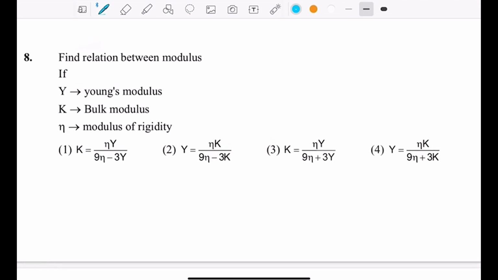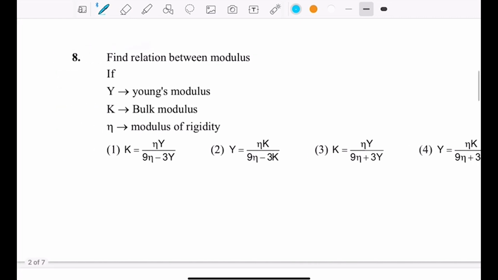Check the relation between them. Here I know it. I'll come back to this later.